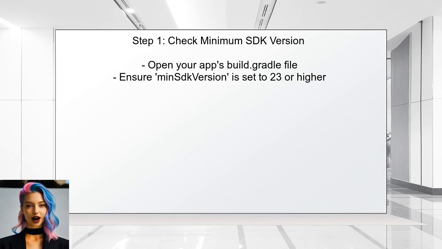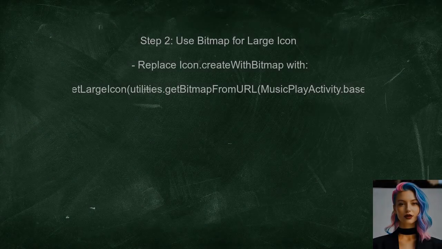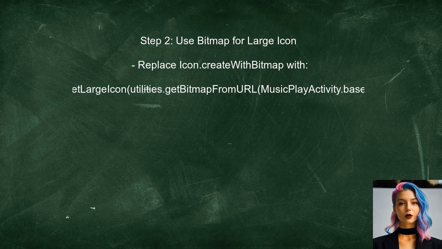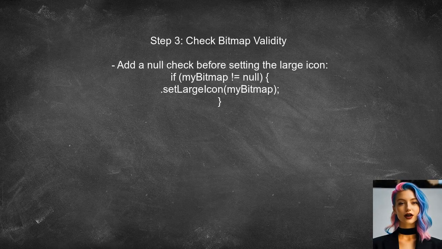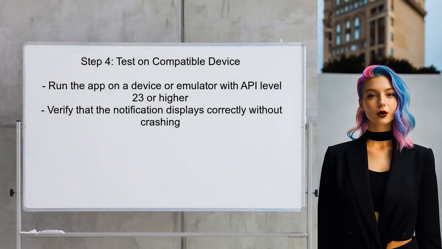The icon class is only available in Android API level 23 and above. Next, the user should consider using a different method to set the large icon in the notification. Instead of using the icon class, they can use a bitmap directly. Additionally, the user should ensure that the bitmap is not null before setting it as the large icon. This can prevent crashes if the bitmap fails to load. Finally, the user should test the application on a device or emulator running Android API level 23 or higher to confirm that the issue is resolved.